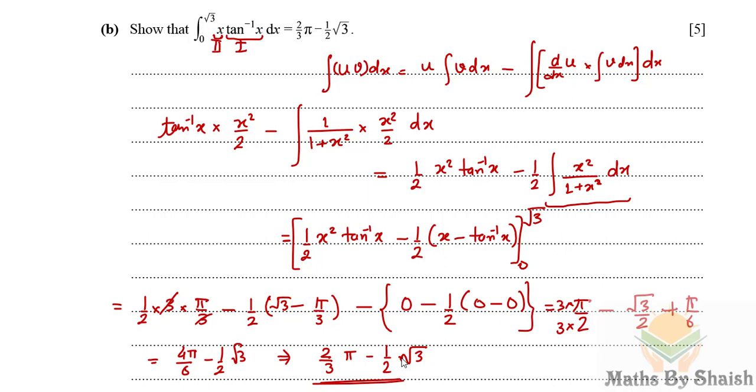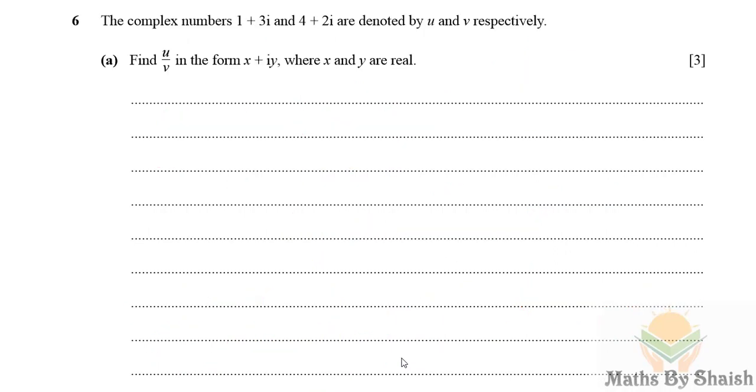Let's do the next question. Here's question number 6. The complex numbers 1 plus 3i and 4 plus 2i are denoted by u and v respectively. The first part is to find u over v in the form x plus iy, where x and y are real. So we will calculate it.